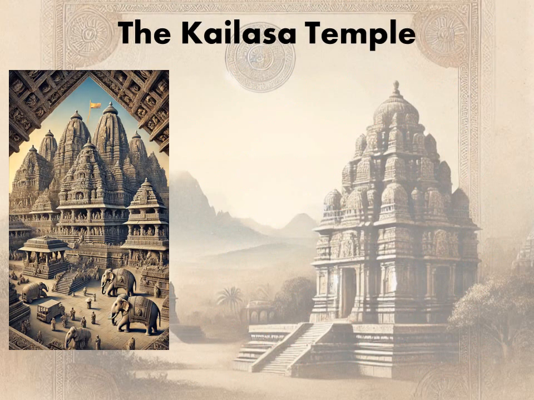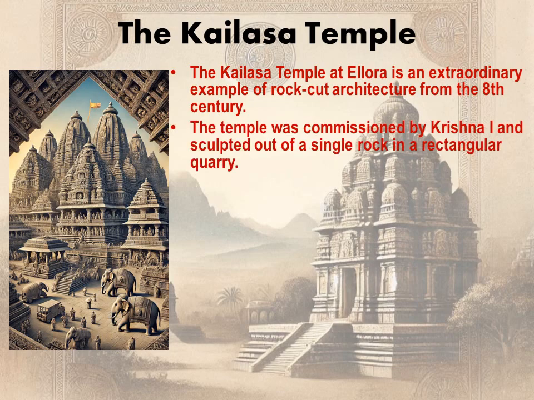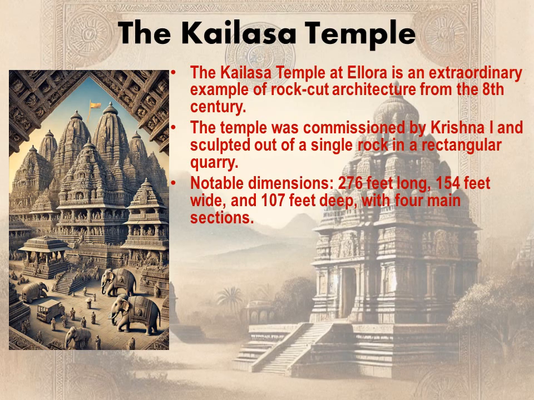The Kailasa Temple. The Kailasa Temple at Ellora is an extraordinary example of rock cut architecture from the 8th century. The temple was commissioned by Krishna I and sculpted out of a single rock in a rectangular quarry. Notable dimensions: 276 feet long, 154 feet wide, and 107 feet deep, with four main sections.